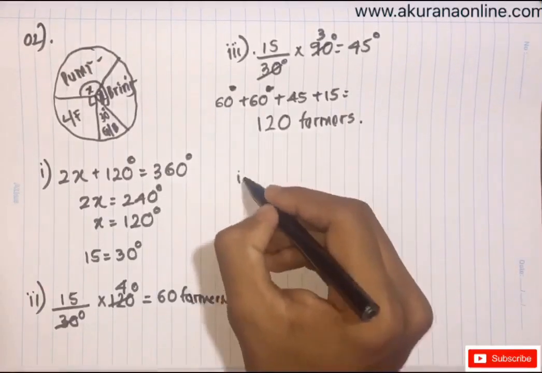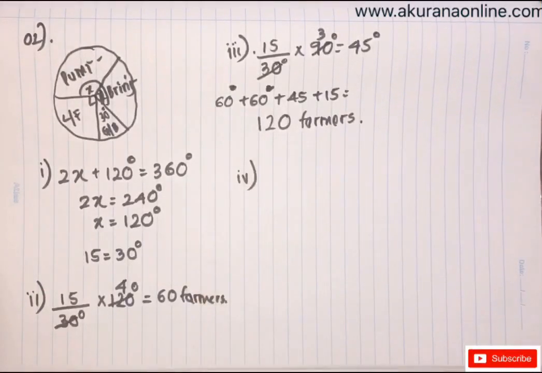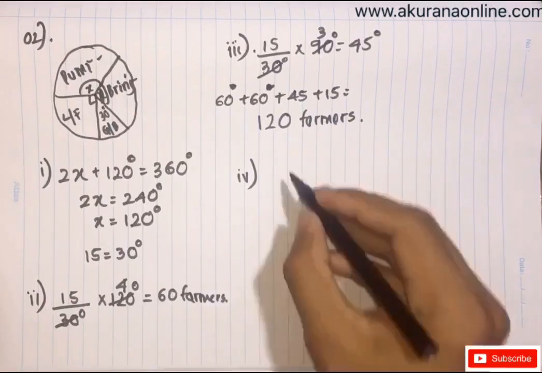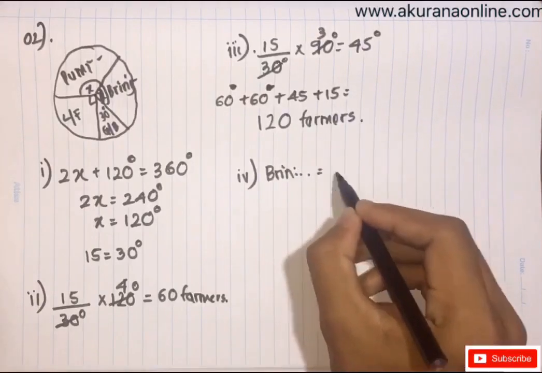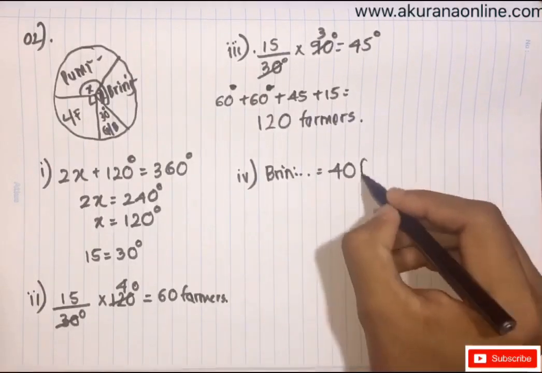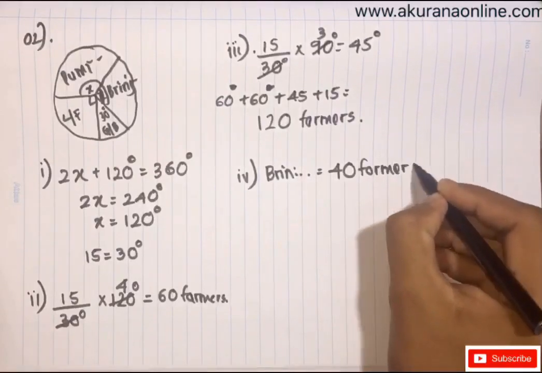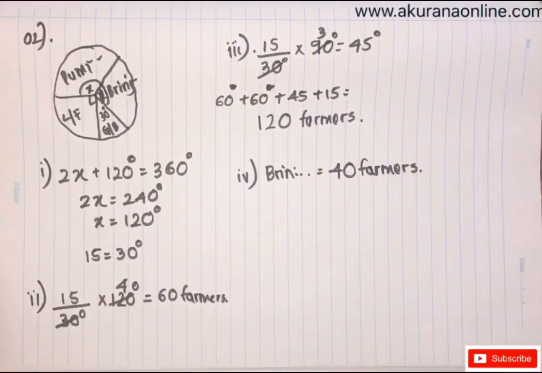Okay, and then the last one: after 1 year, 20 farmers who had been growing brinjals stopped growing vegetables. Now for brinjals, you know the number of farmers was 60. Since 20 left, there are only 40 farmers. Now what you have to do is find the magnitude of the angle at the center of the sector which represents the farmers growing brinjals in a pie chart drawn considering the changed data.